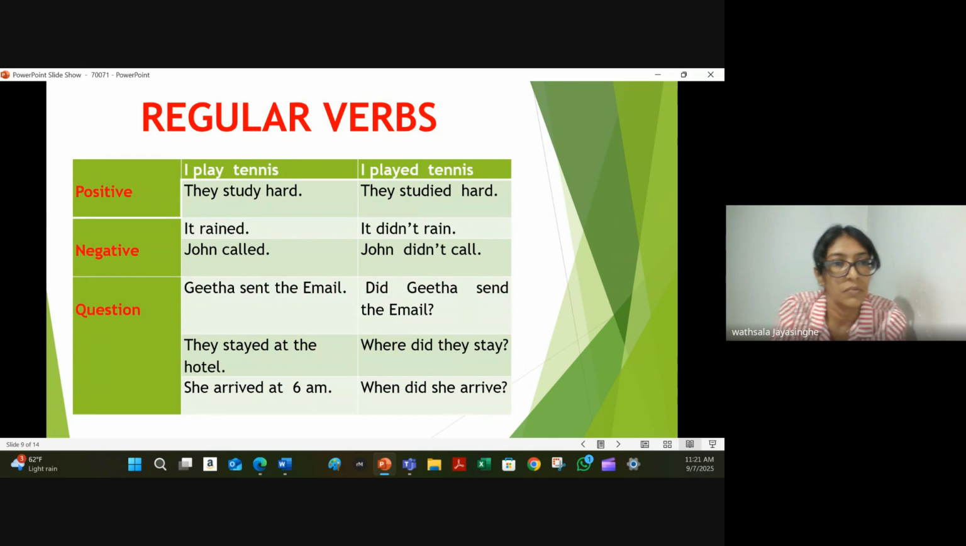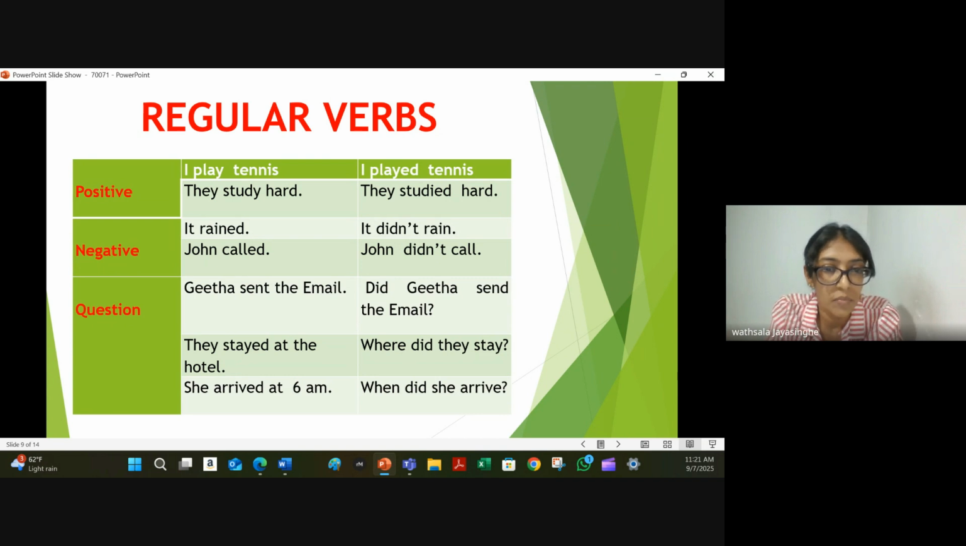Regular verbs, we'll talk about some examples. In positive sentences: I play tennis, I played tennis. They study hard, they studied hard. When we use negative: it rained becomes it didn't rain. John called, John didn't call.